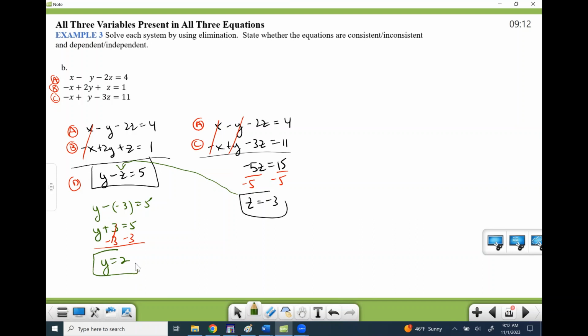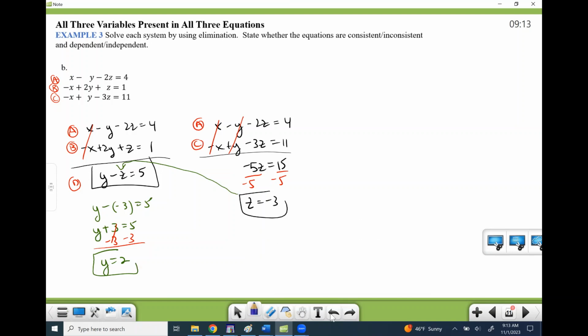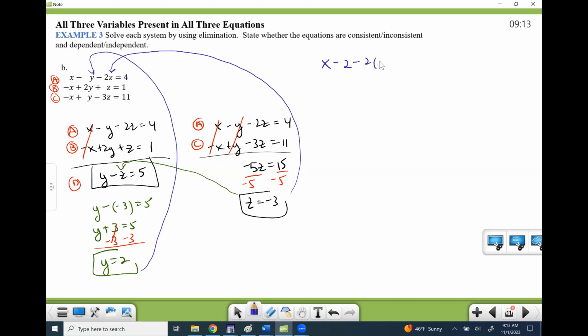Now that we have y equals 2, we're ready to go back to the beginning. Since we're missing x, I'm going to pick the top equation because it already has just an x. It doesn't have a -x. So I'm going to put -3 in there, and then I'm going to put 2 in there. So this gets me x minus 2 minus 2 times -3 equals 4.